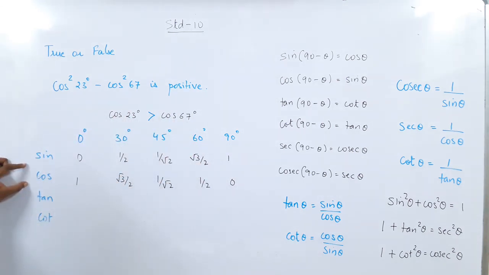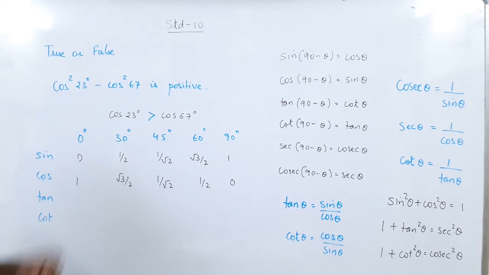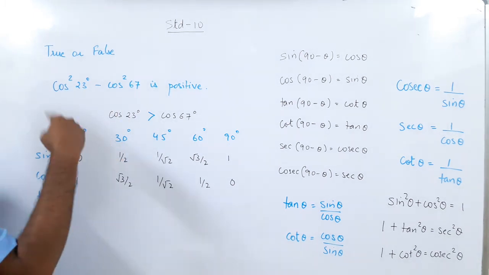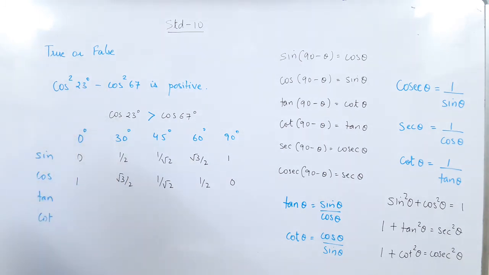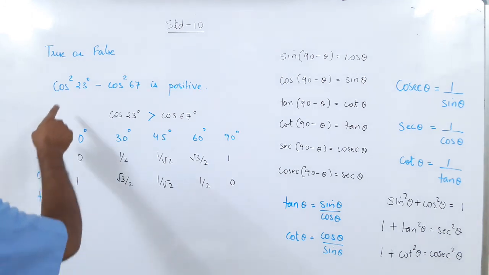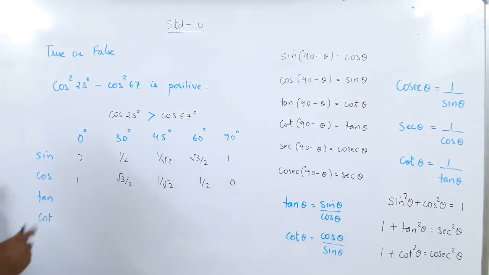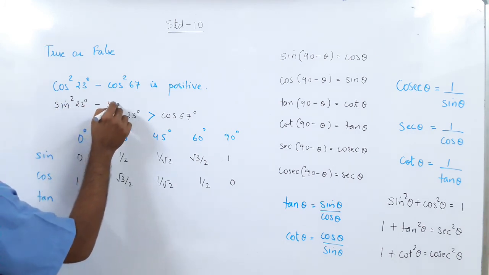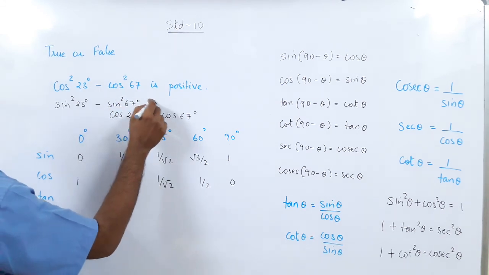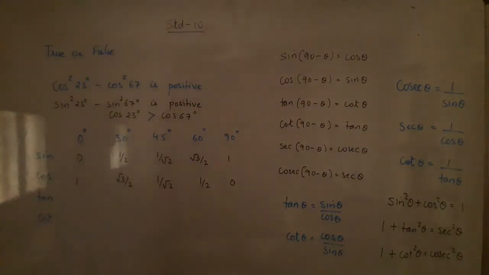And what happens for cos? As the angle increases, the value is decreasing. So for cos, smaller degree is higher value, higher degree is smaller value. For sine it will be opposite. So if we have a sum like sine 23 degree minus sine 67 degree, let us say we write the sum. Suppose the sum was sine square 23 degree minus sine square 67 degree is positive. I have written two statements here. Now understand that in detail.